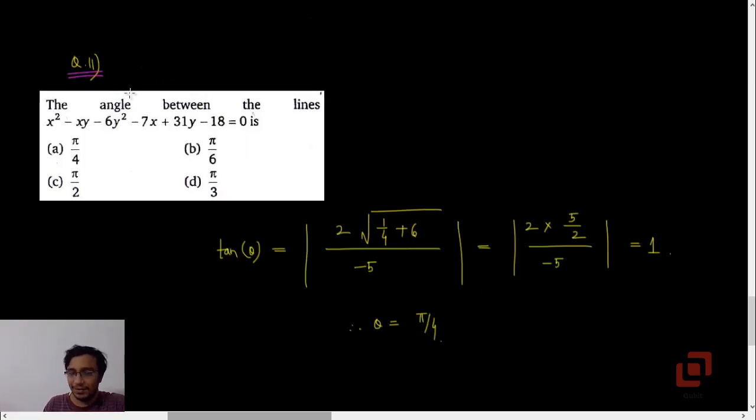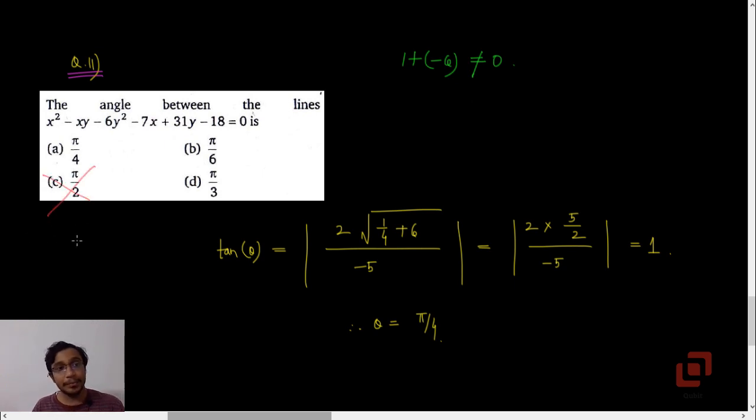Question 11, a very simple problem. The angle between the lines x squared minus xy minus 6y squared minus 7x plus 31y minus 18 equal to 0 is pi by 4, pi by 6, pi by 2 and pi by 3. Now the first thing that you should do is add the coefficients of x squared and y squared and check whether it is 0. No, it is not 0. So clearly the lines are not perpendicular to each other, so C is not right.